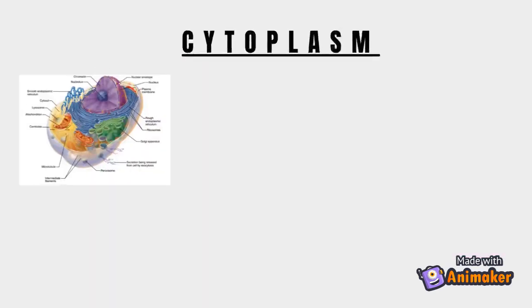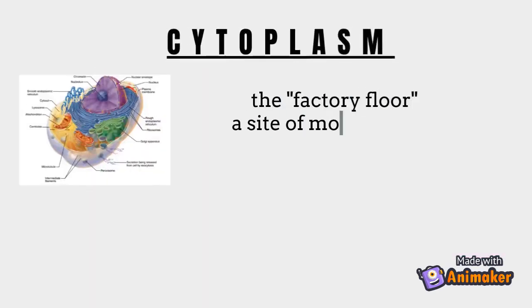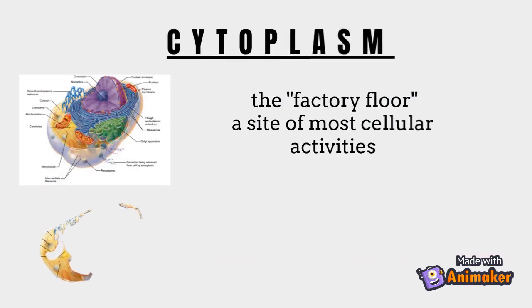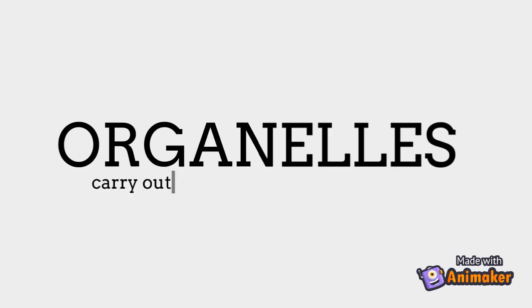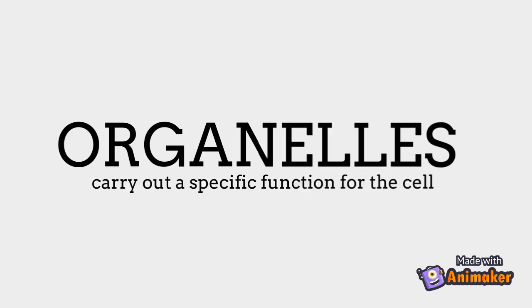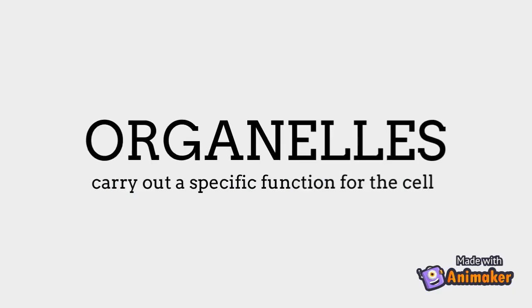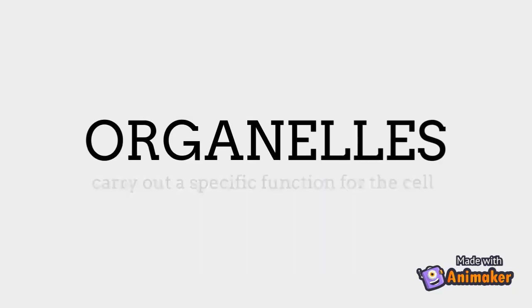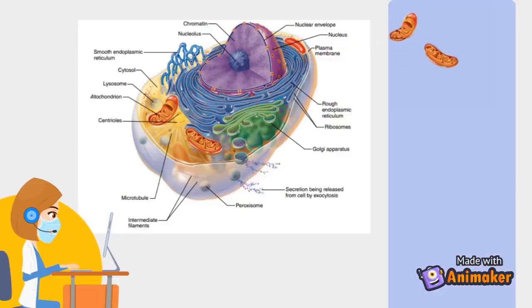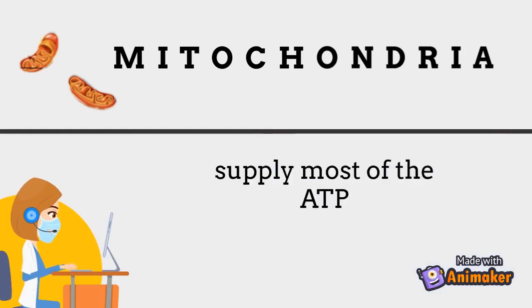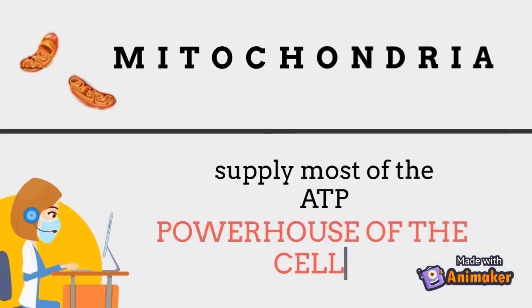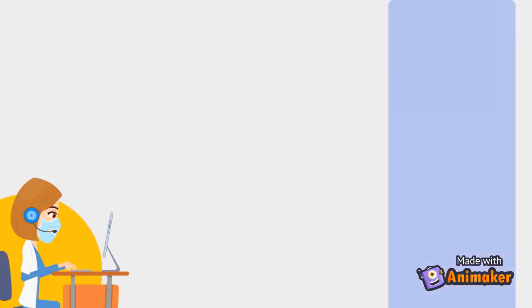The cytoplasm is the factory floor, a site of most cellular activities that is outside the nucleus and inside the plasma membrane. It has three major components: the cytosol, inclusions, and organelles. Organelles are specialized to carry out a specific function for the cell as a whole, just like the organs carry out specialized functions for the whole body. The mitochondria supply most of the ATP, which provides the energy for all cellular work, so they are the powerhouses of the cell.